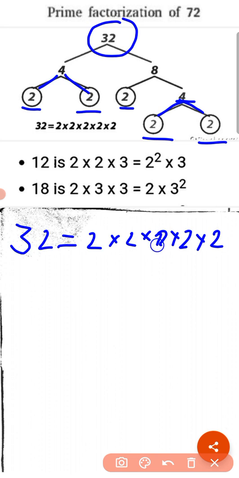How many 2s? 1, 2, 3, 4, 5. So how will we write this? 2 to the power of 5. Here we are multiplying 2 five times. Power is repeated multiplication. So our final answer is 2 to the power of 5. That means 2 into 2 into 2 into 2 into 2. Clear?